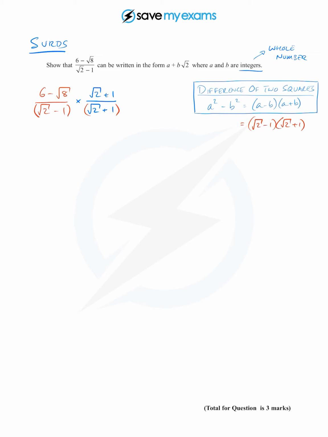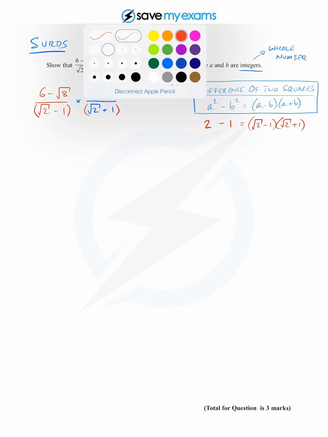Now we could use FOIL to multiply this out, but actually because I've got the difference of two squares written down here, I know that that's just going to be a squared minus b squared. Well, a is root 2, so a squared is 2. That's the point of a square root. If you multiply it by itself, you get the number under the square root. And then minus b squared. Well, b is 1, so that's 2 minus 1. Which is just 1, is it not?